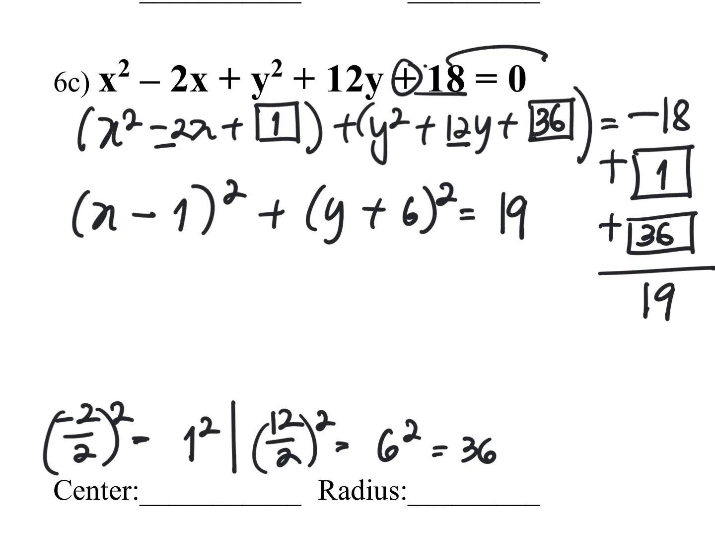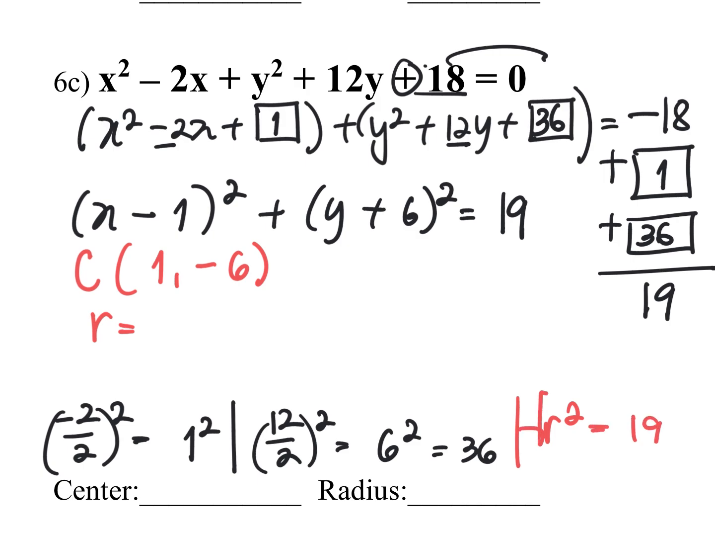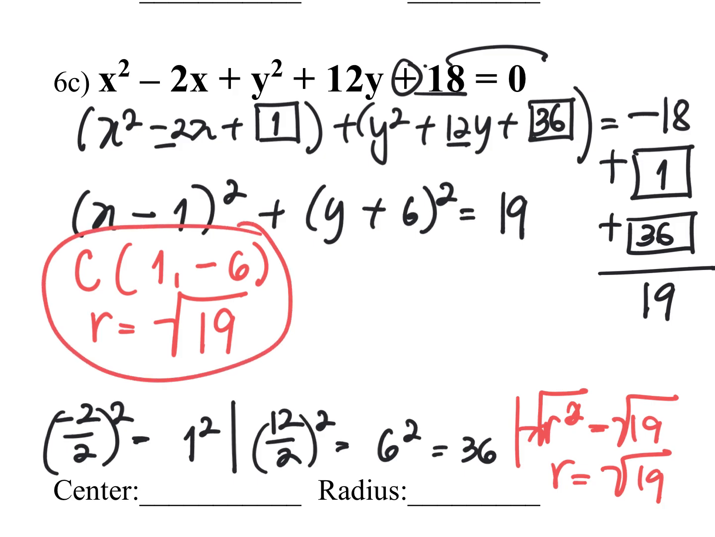So now we can get the center of the circle, and the center of the circle is actually located at these points. The center is at 1 and negative 6, and the radius: remember once again, on this side your r squared is equal to 19. Taking the square root of both sides, r is just going to be square root of 19. So here, the radius is square root of 19. That is the answer to that.